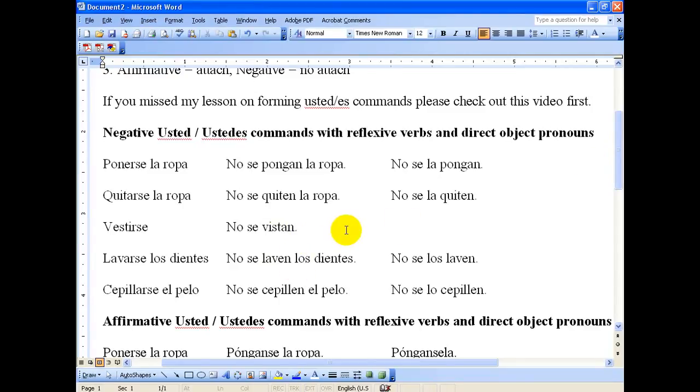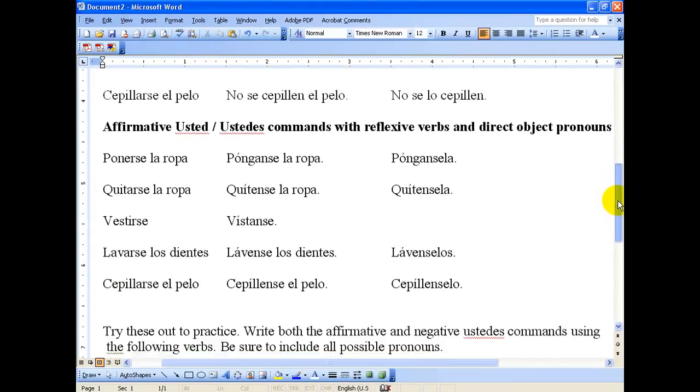Let's go to the next one. Brush your teeth. So don't brush your teeth. No se laven los dientes, or no se los laven. And cepillarse el pelo is going to be no se cepillan el pelo, no se lo cepillan. All right, so let's get to the stuff that's just a little bit harder.